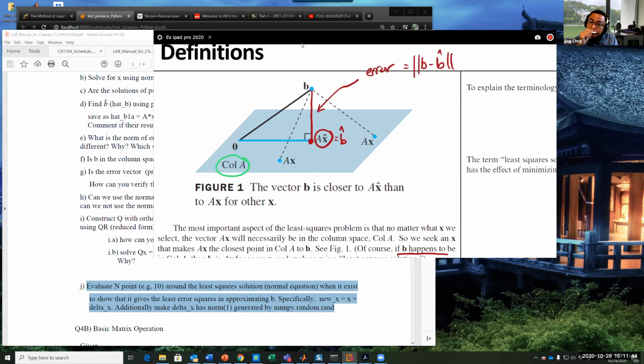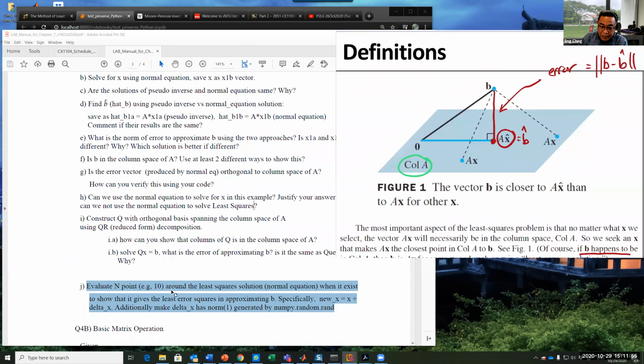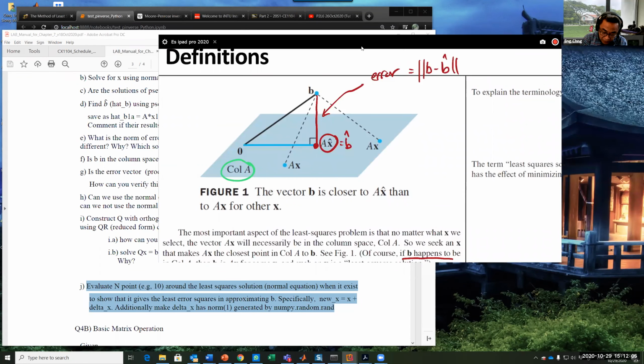Now then I say, go and find 10 other points around X hat. You read the question very carefully. It says, evaluate 10 points around the least square solution. The least square solution is X hat. So where is X hat? X hat is our friend here. So find another point. Maybe let's call this X1. X1 is equal to X hat plus some value, delta, some value you want.